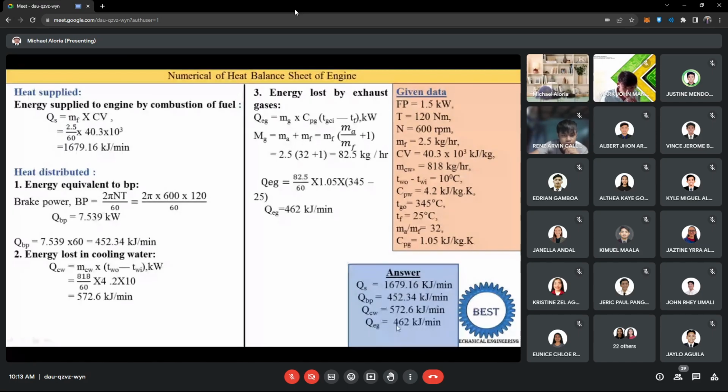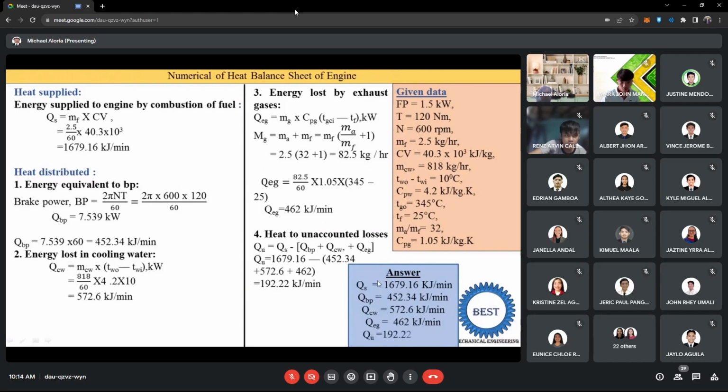And the last one is the heat to unaccounted losses. After finding the heat of unaccounted, we make the table of the heat balance sheet. So Q is equal to the supply, that is QS, minus Q brake power, minus Q of cooling water, minus heat energy losses in exhaust gases. We put all these values and simply calculate. It is 192.22 kilojoule per minute. Now we use this for making the heat balance sheet.